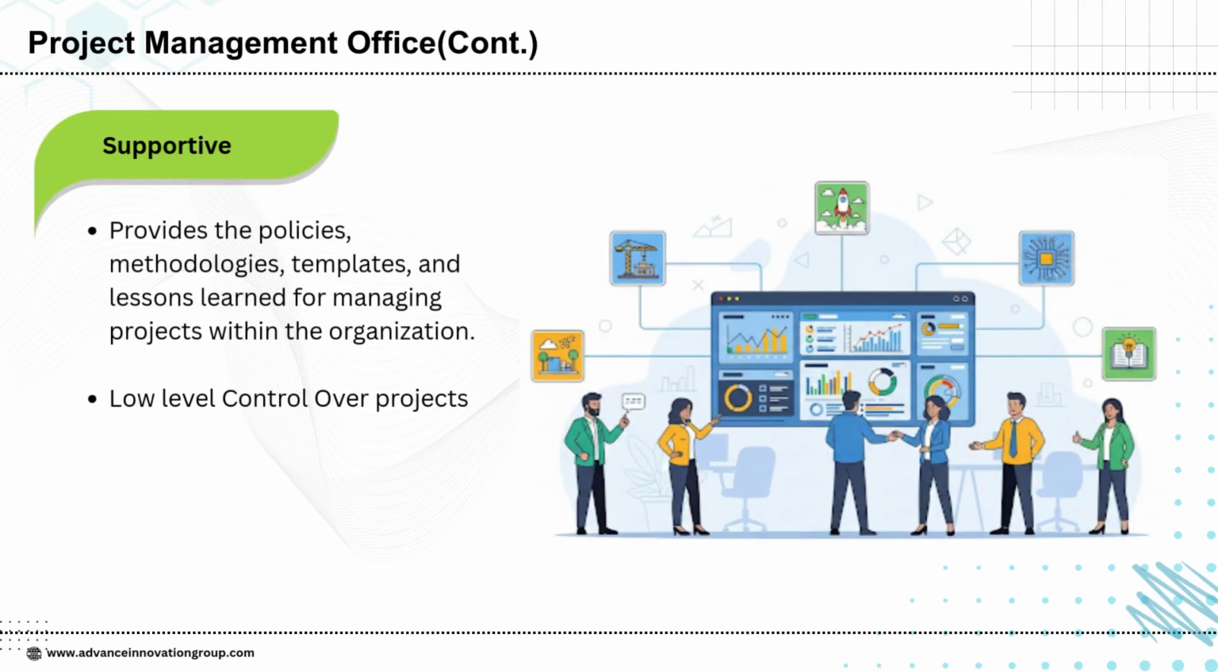A supportive project management office focuses on enabling project teams by providing policies, methodologies, templates, and lessons learned that help guide project execution. It acts as a resource hub, offering valuable tools and knowledge without enforcing heavy oversight. In this role, the PMO has only a low level of control over projects, allowing teams more flexibility and independence while still benefiting from organizational best practices. This approach ensures consistency and efficiency while encouraging collaboration and shared learning across the organization.